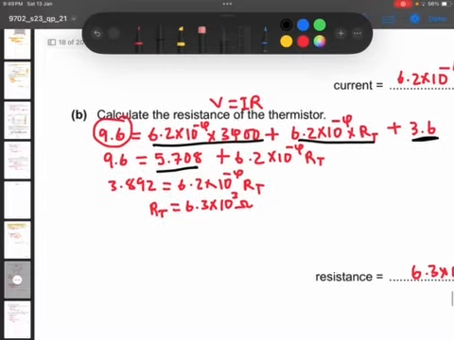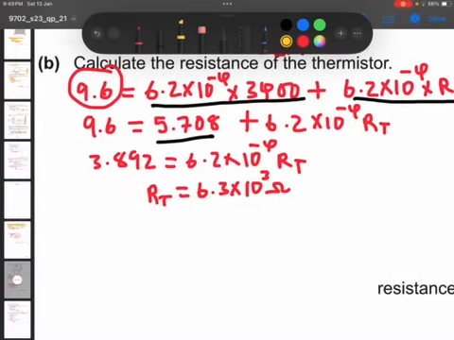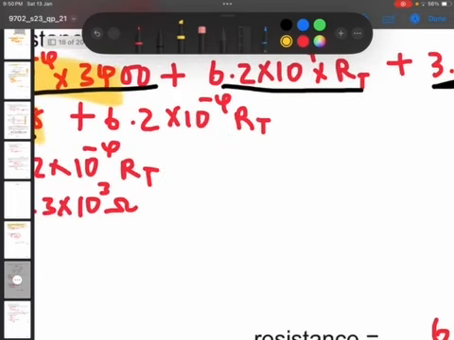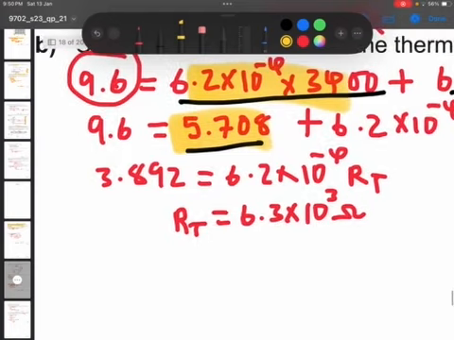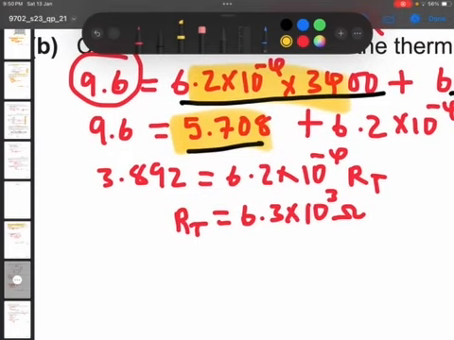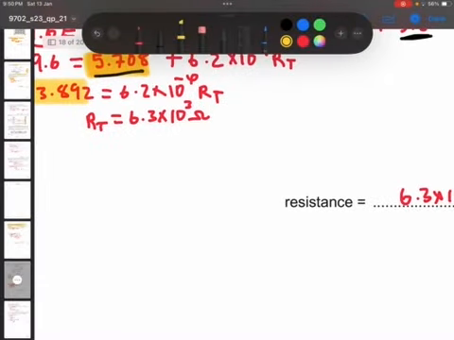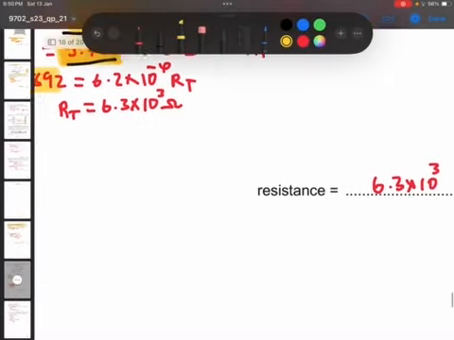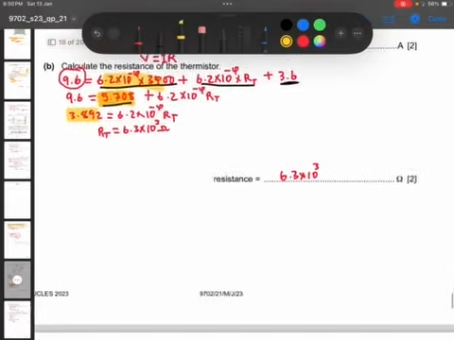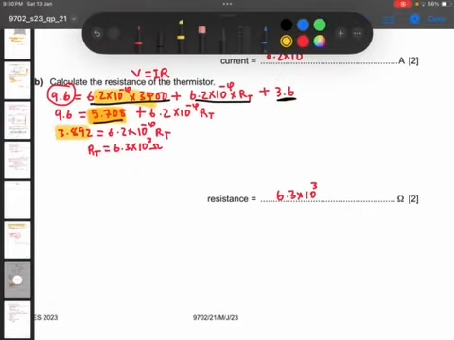So knowing this, we go further now. We calculate, multiply this, calculate it and add it to 3.6. Then we get 5.708. So when you take this 5.708 to the other side, you subtract it, 9.6 minus that, you get this. Then you get your RT as 6.3 times 10 to the power of 3. So the resistance of the thermistor is this one. We found it using Kirchhoff's second law.